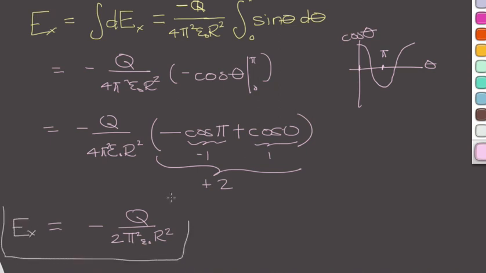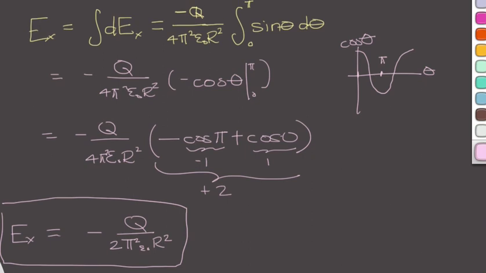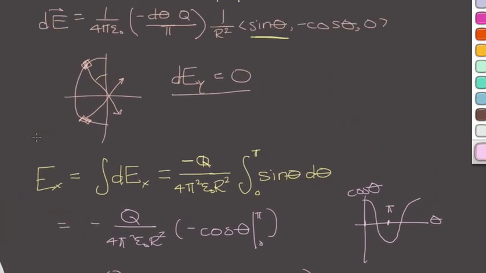You can do the exact same thing with e sub y, where instead of sine of theta here, you have a negative cosine of theta. The reason for that is because of this, right? Instead of focusing on the x component, you would focus in on the y component. And if you do that, and if you evaluate at the same integral bounds, you will see that it actually cancels out.